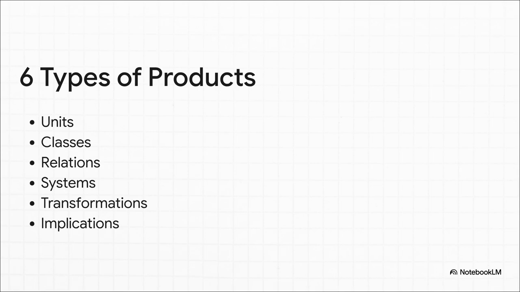All right, we have the engine, we have the raw material. The products represent the final structural form that information takes. We start simple with units, just a single piece of information, then classes, grouping things together, relations, connecting different things, systems, building a whole complex web, transformations, actually altering the information, and the ultimate level, implications, which is basically predicting future consequences based on what you know.